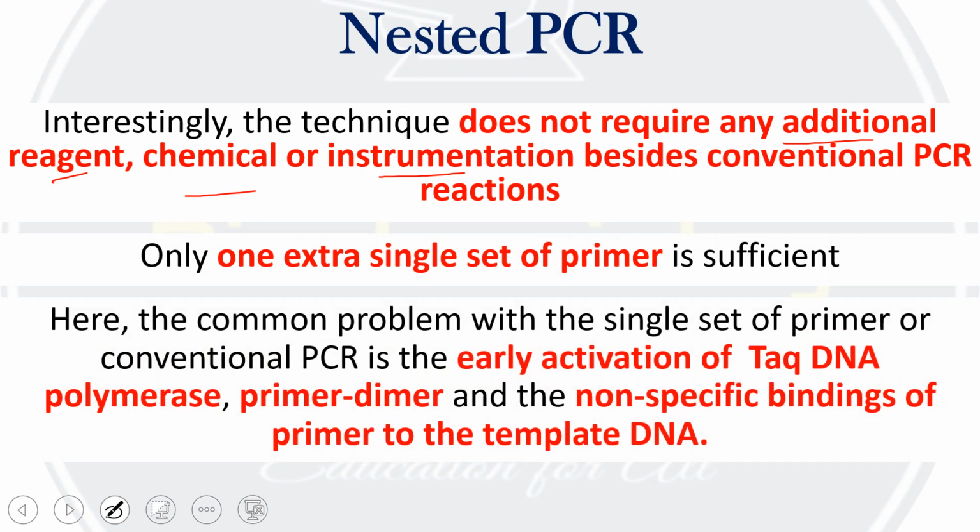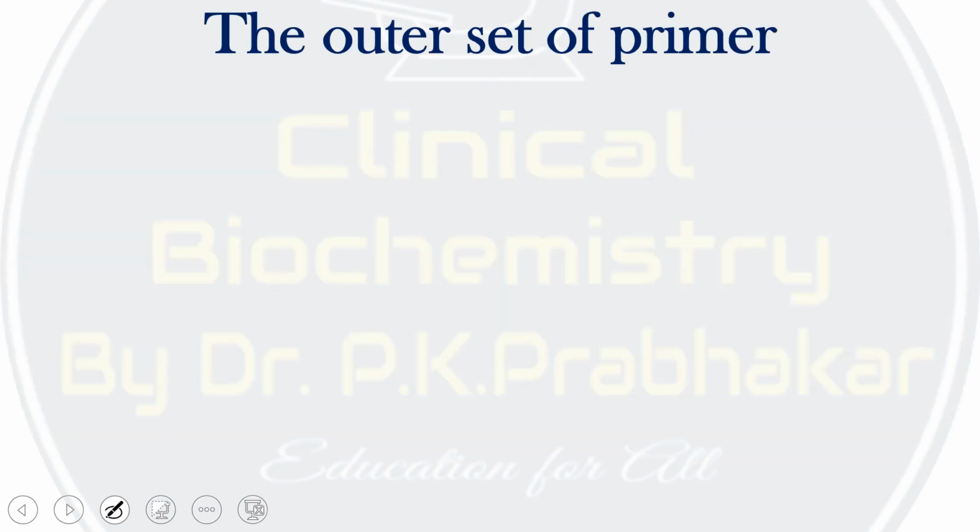In conventional PCR, normally we may face some issues. The common problems with a single set of primers are early activation of Taq DNA polymerase, primer dimer formation, or non-specific binding of primers. To avoid all these things, we can go for nested PCR. In nested PCR, we can remove all these disadvantages which we normally face in conventional PCR. So we will see the stepwise process.